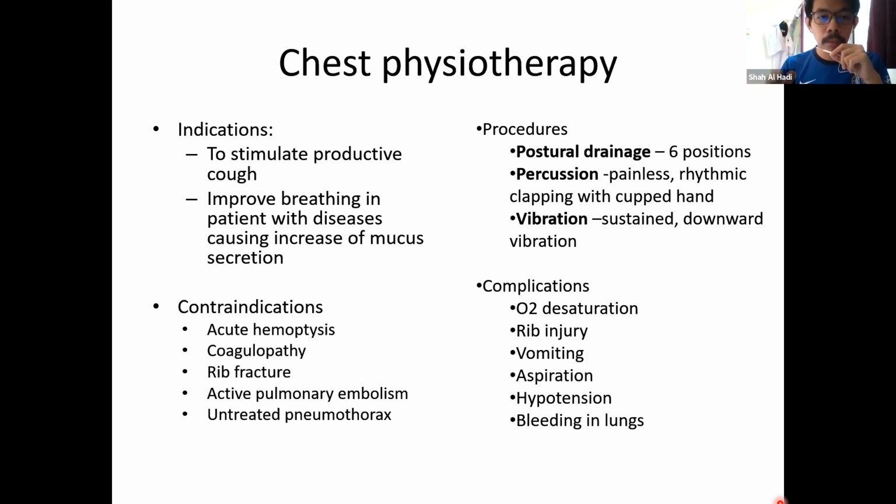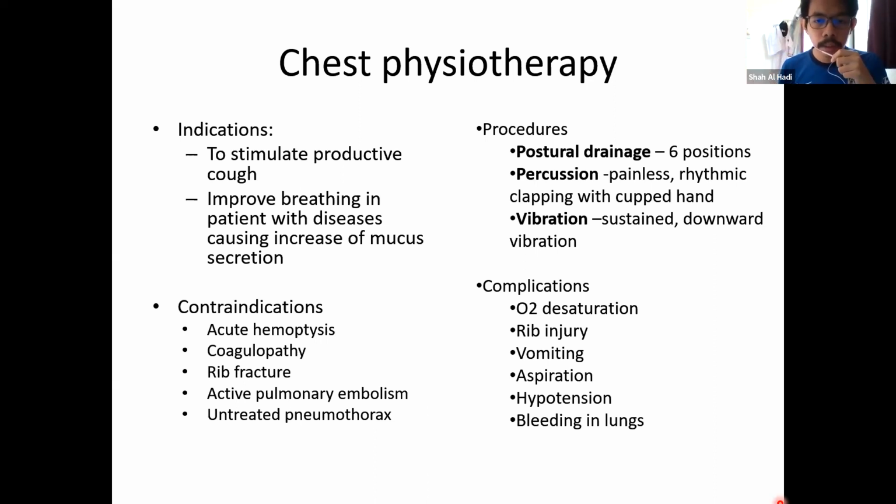Vibration is basically a sustained, downward vibration of the hand, where we put both of our hands down together, and when the patient breathes out, on expiration, we do a sustained downward vibration on the area of the chest that we want to clear of mucus. This procedure is important because sometimes we need to teach parents how to do this chest physio, like percussion and vibration.